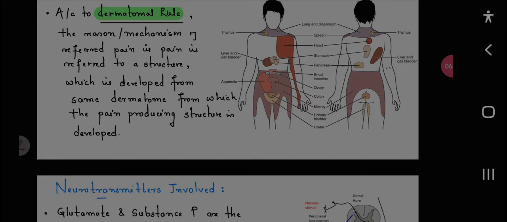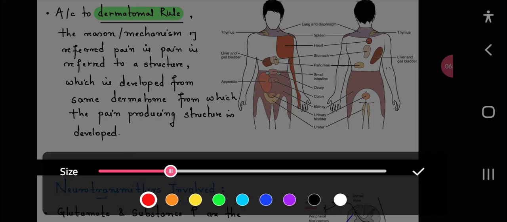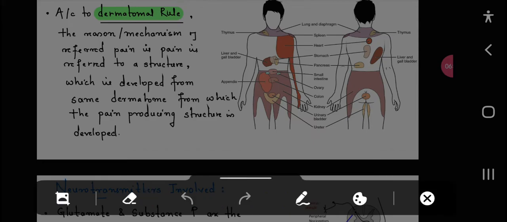According to the dermatomal rule, the mechanism of referred pain is that pain is referred to a structure which is developed from the same dermatome from which the pain producing structure is developed.